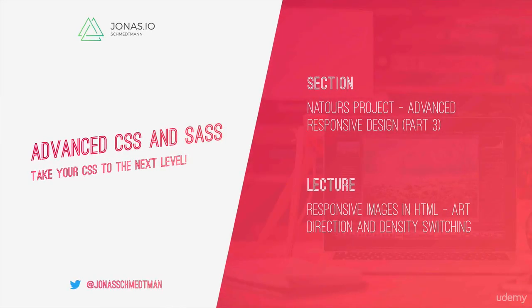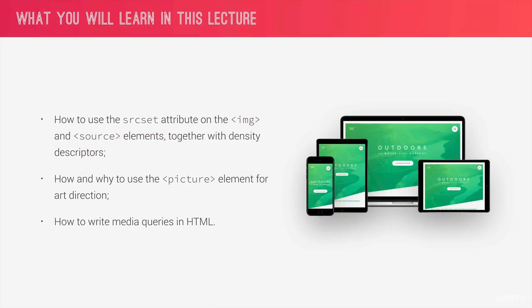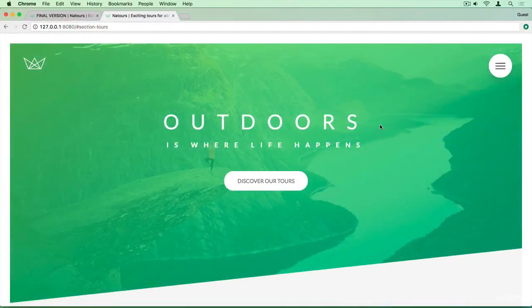So after hearing about the different use cases for responsive images, let's now implement density switching and art direction in HTML. In this lecture, you will learn how to use the source set attribute on the image and source HTML elements together with density descriptors, and also how and why to use the picture element for art direction with media queries in HTML. So this lecture will be about responsive images in HTML.